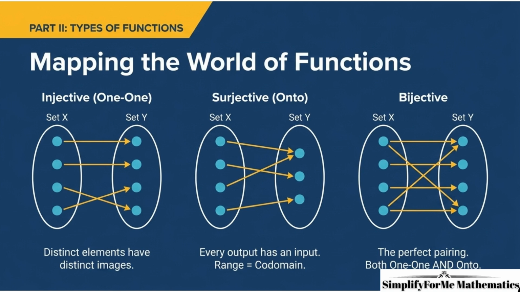A bijective function is the best of both. It is both one-one and onto. This means every input maps uniquely, and every output is covered. These concepts are extremely important, especially when we study inverse functions, so make sure you clearly understand the differences.